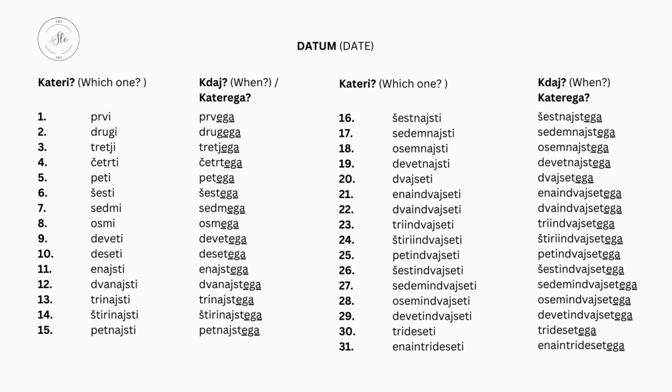Dvajseti, dvajsetega. Enaindvajseti, enaindvajsetega. Dvaindvajseti, dvaindvajsetega. Triindvajseti, triindvajsetega. Štiriindvajseti, štiriindvajsetega. Petindvajseti, petindvajsetega. Šestindvajseti, šestindvajsetega. Sedemindvajseti, sedemindvajsetega. Osemindvajseti, osemindvajsetega. Devetindvajseti, devetindvajsetega. Trideseti, tridesetega. Enaintrideseti, enaintridesetega.